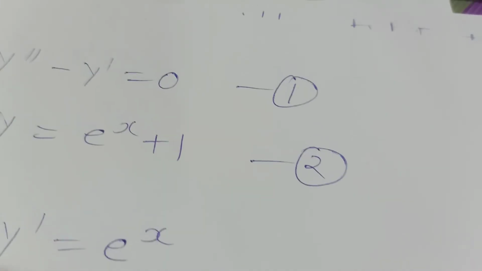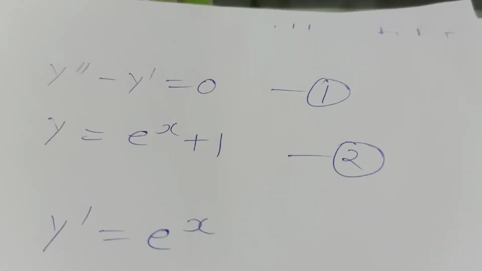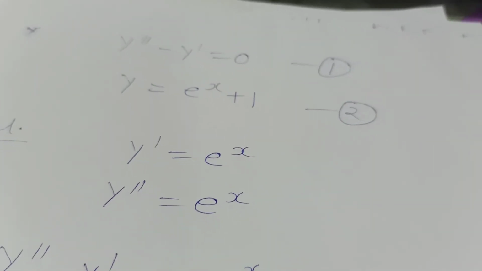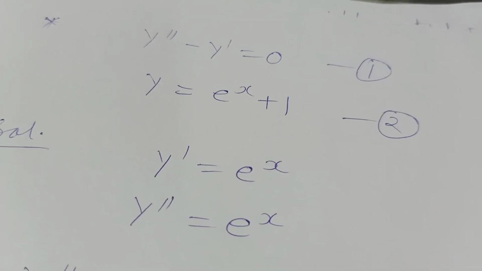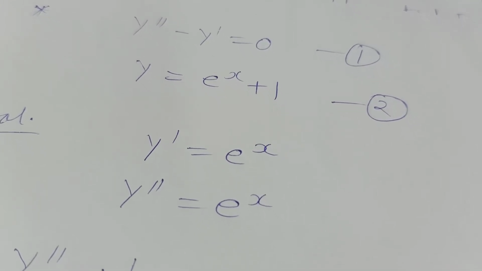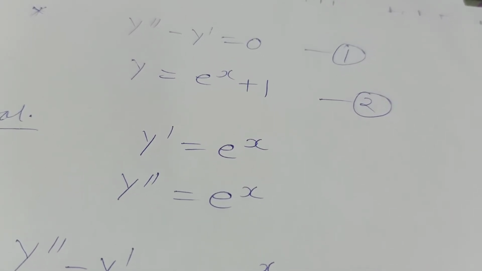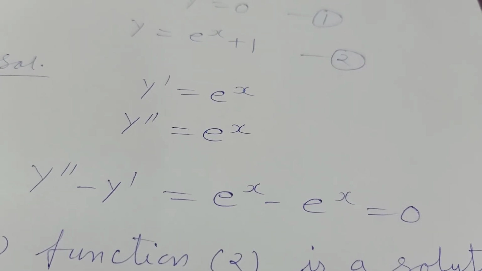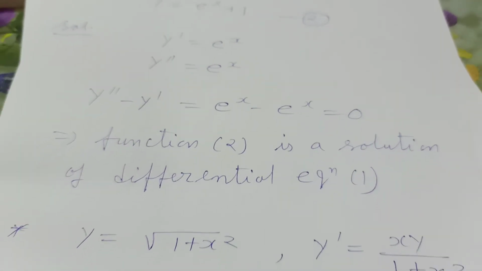Now we see some examples. Here we are given a differential equation d²y/dx² minus dy/dx equal to 0 (relation 1) and a function y equal to e raised to x plus 1 (relation 2). Now we will determine whether relation 2 is a solution of relation 1 or not. From 2 we can get y dash equal to e raised to x and y double dash equal to e raised to x. If we put the values of y double dash and y dash in 1, we will get 0. That means relation 2 is satisfying the given differential equation. So we can say function 2 is a solution of differential equation 1.